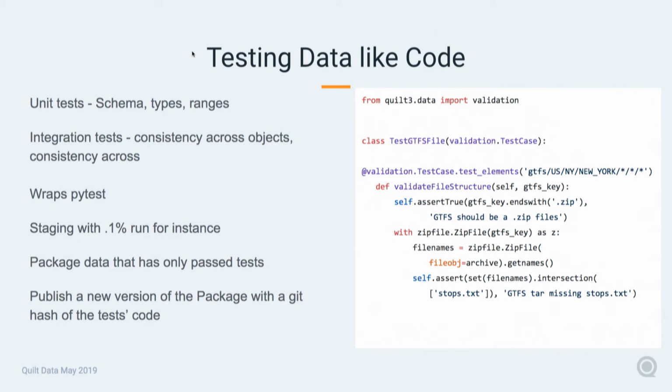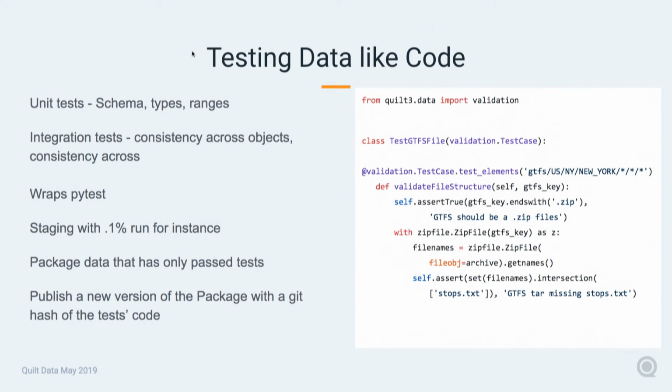And this is something that's very much like a unit test. It's like enforcing the schema. You can use it to enforce the types. You can use it to enforce the ranges. You can say, hey, I want to make sure everything in this column is actually between 0 and 100 and not like a NaN. And then we can also use it to implement things that are like integration tests.